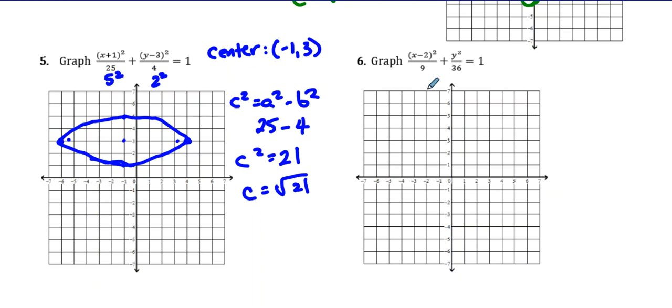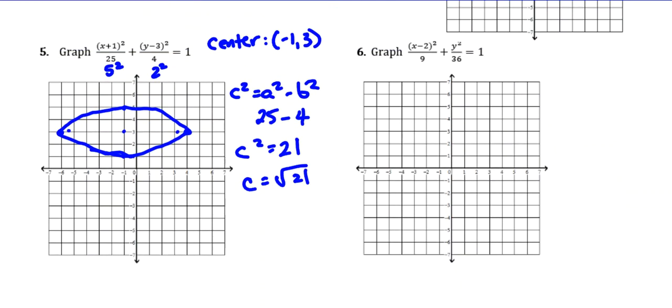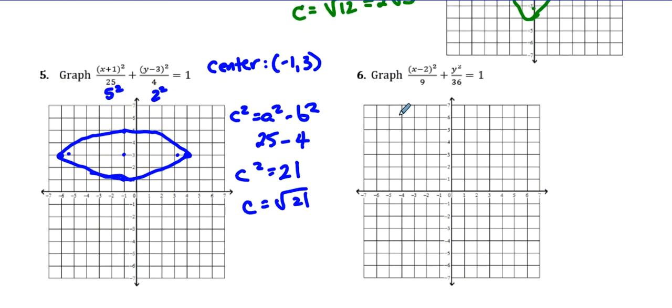Alright, this last one would be a good one to try on your own. Is this the last one? Nope. Sorry, but this next one would be a good one to try on your own. So go ahead and find your center, and then find your a and b and see if you can draw a quick sketch. Okay, let's see if you did it right.